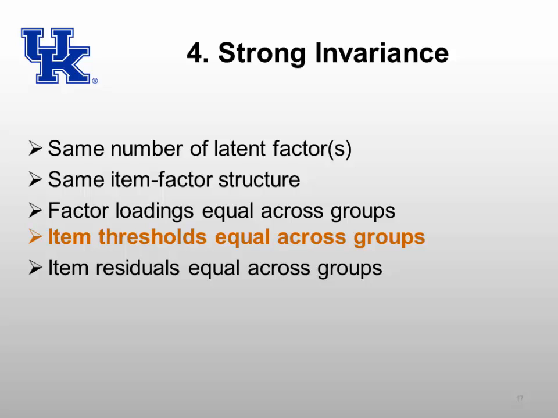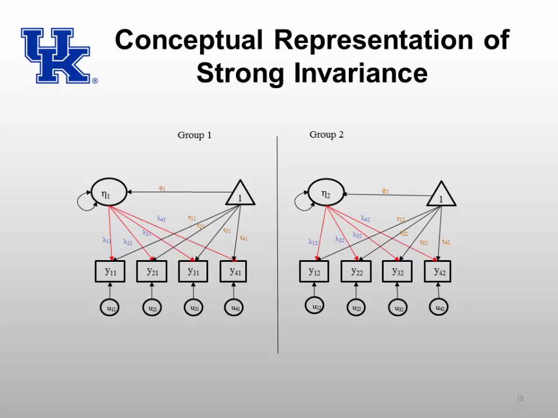At our next level, which is called strong invariance, we now hold the item thresholds equal across groups. And I'll show you what that looks like in our diagram. Okay, so basically we look at the threshold. When we have a binary variable and one threshold, we want to make sure the tau 1,2 is equal to tau 1,1. It's the same for the rest of the items.